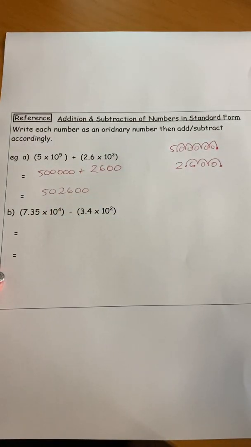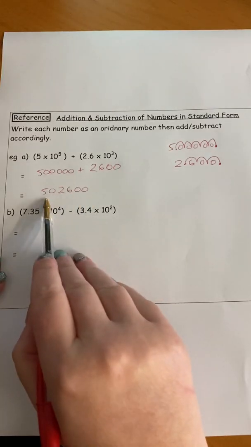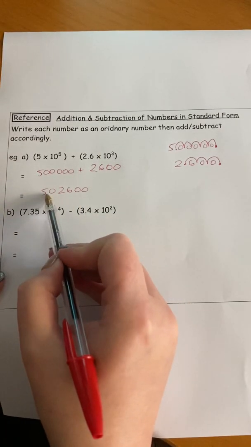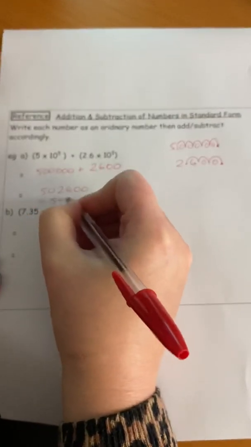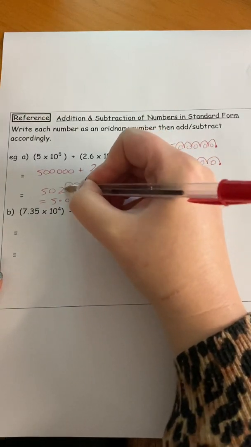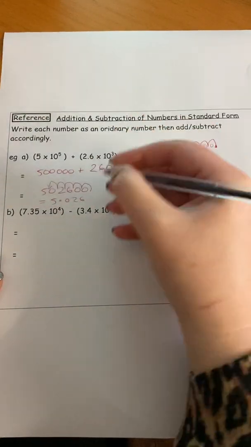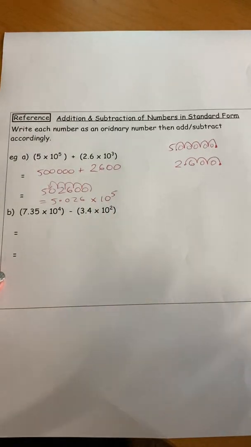Now that actually isn't in standard form. So think about where you could put your decimal point in that number to make it in standard form. It would have to go there, so it becomes 5.026. So 5.026, then think how many times I moved it. So 1, 2, 3, 4, 5. So it becomes times 10 to the power of 5, and that's adding, okay?